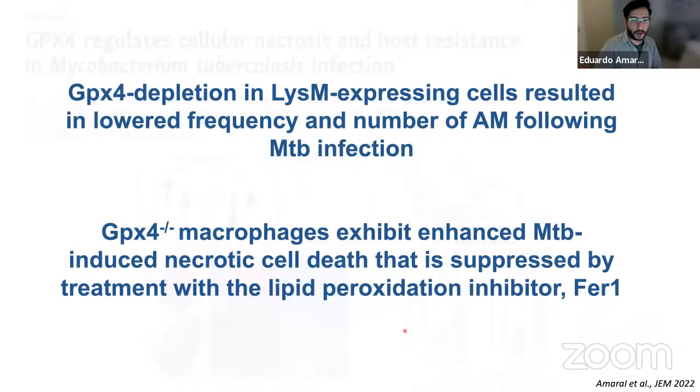We also depleted GPX4 in the myeloid compartment and also in macrophages specifically. And we showed that when we depleted GPX4 in the myeloid compartment, we see a lower frequency and numbers of alveolar macrophages following MTB infection. Also, GPX4-deficient macrophages were sensitive to undergo ferroptosis. We know that because when we treated cells with ferrostatin, which is a lipid peroxidation inhibitor, we could suppress this form of necrosis.